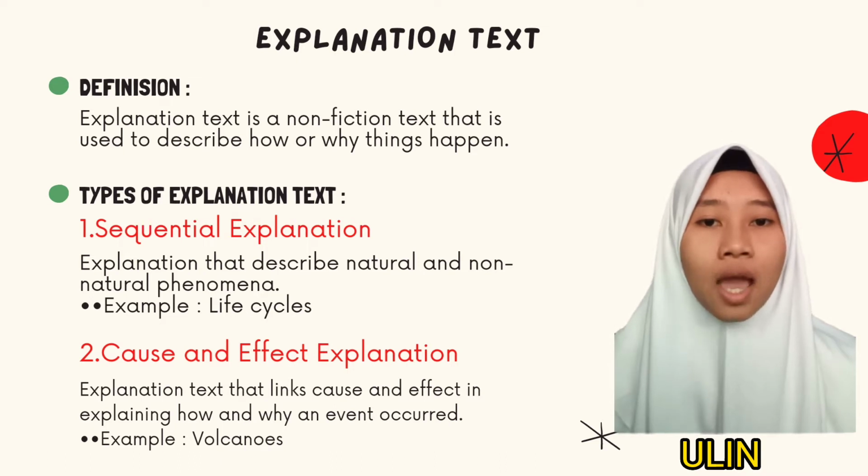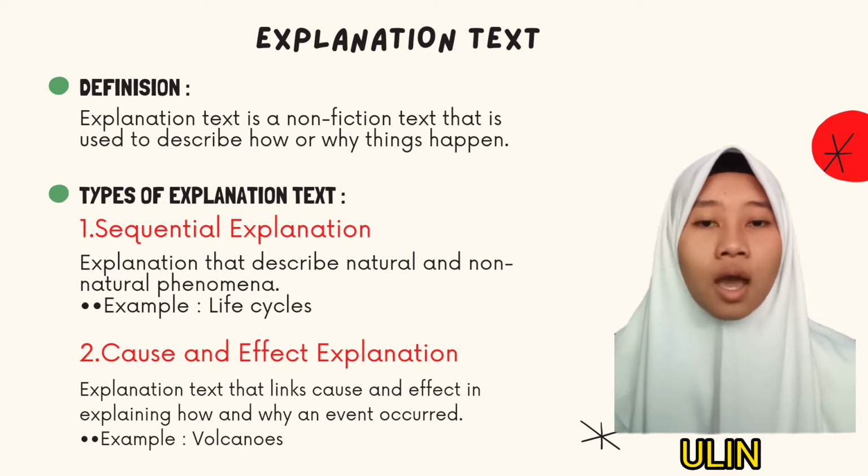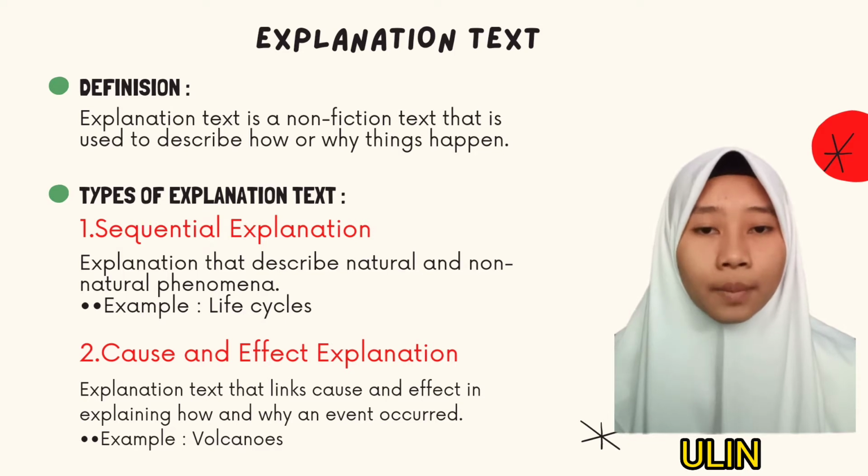Explanation text. Explanation text is a non-fiction text that is used to describe how or why things happen. Types of explanation text. Number 1. Sequential explanation, namely, explanation that describes natural and non-natural phenomena. Example: life cycles.